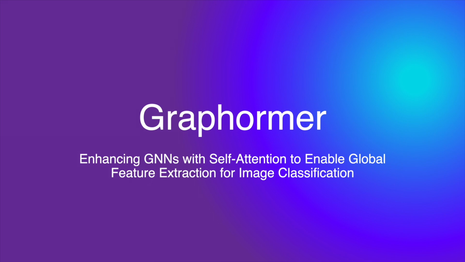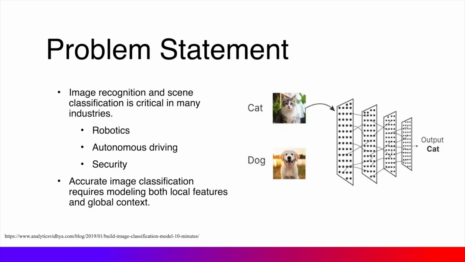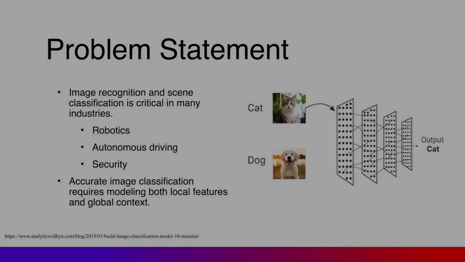Welcome. In this project, we introduce Graphormer, a novel hybrid architecture that enhances graph neural networks with transformer-based global attention for image classification tasks. Image classification is fundamental across domains like robotics, autonomous driving, and security. While deep convolutional neural networks excel at local feature extraction, they often fail to capture long-range dependencies necessary for holistic scene understanding. This has led to a need for architectures that can model both local details and global context effectively.